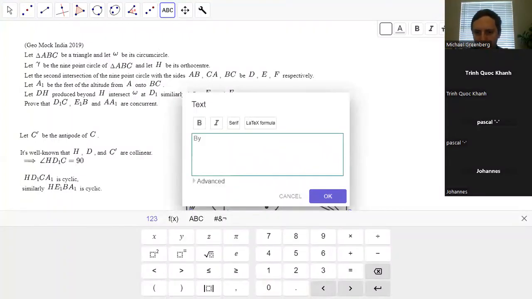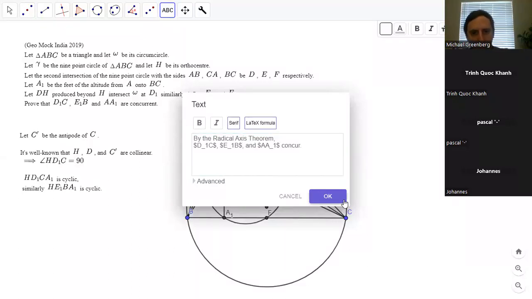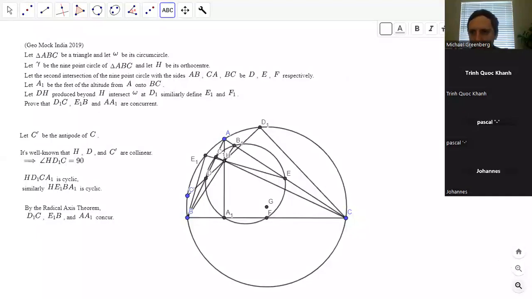I don't know why this keeps popping up. I don't think I've had that happen before. So D1C, E1B, and AA1 concur. All right, let's move on to the next problem. This is easy.